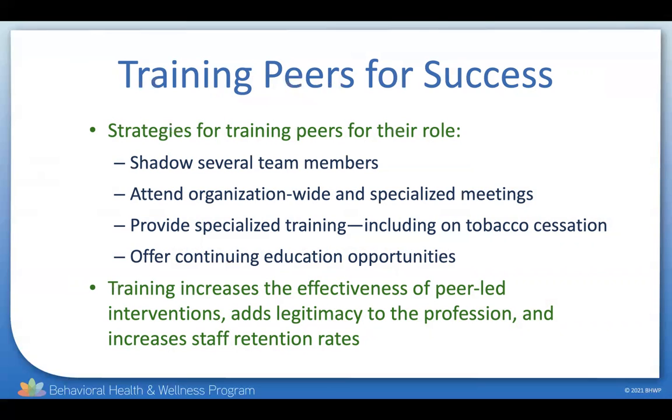Specialized training, particular to the role they will play, is very important too. For example, in this context of tobacco cessation, peers might be trained to be tobacco treatment specialists or to run a tobacco-free group, perhaps. And offering continuing education opportunities can enhance the development and advancement of peers within your agency. And so all in all, training makes for more effective peers while furthering the peer movement and supporting its legitimacy, and also can help decrease burnout and turnover.